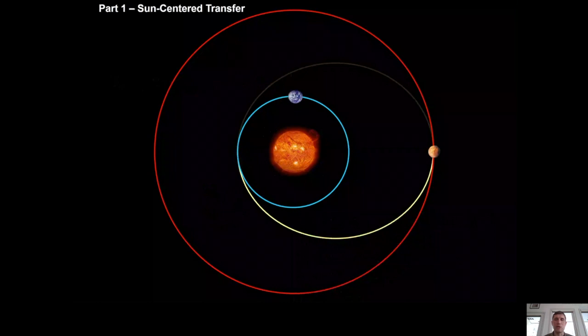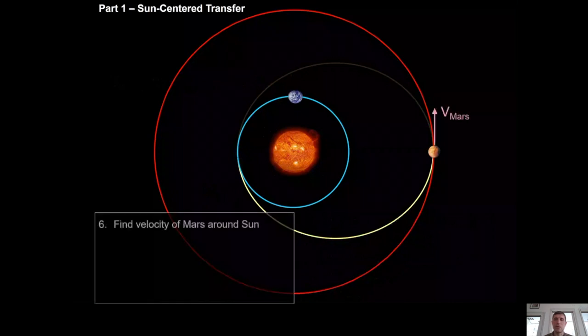Okay. Now, over some time, Earth will have moved, and hopefully we plan this right so that Mars arrives right when we arrive. Okay. We'll have to do the second set of Hohmann transfer calculations for Mars now at this point. So number six, best thing to do, find the velocity of Mars about the sun. Again, Mars is relatively in a circular orbit, so we'll use our circular orbit velocity equations to find Mars.